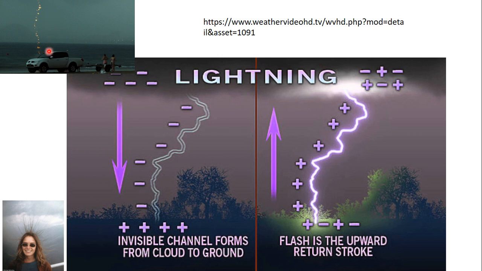And you can see here in this picture, taken just milliseconds before a strike happens, and in this picture down here, you can see that the visible channel has already formed. That's why you see her hair sticking up. Now, if you're ever outside and it's very cloudy and you think a storm's going to happen and your hair starts to stick up like this, I would advise you to run.